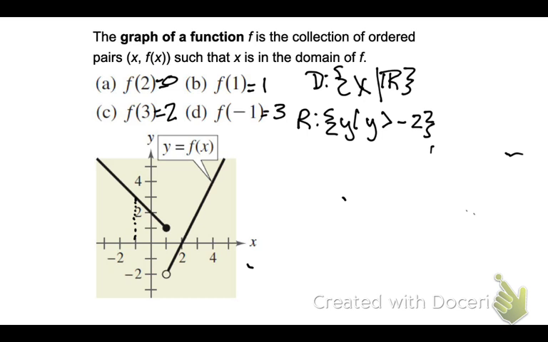Why is it not -2? Because it's an open circle, so it's not -2. If at F of 1 was 1 and -2, would this be a function? No, because it wouldn't pass the vertical line test. Okay? How come the last one had x less than or equal to 1, but that one for the domain is all real numbers?